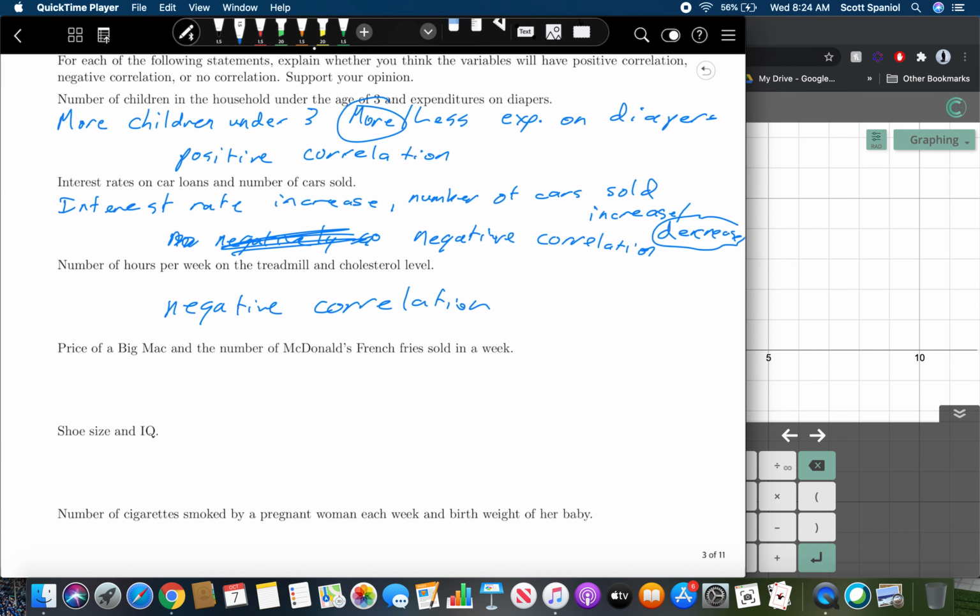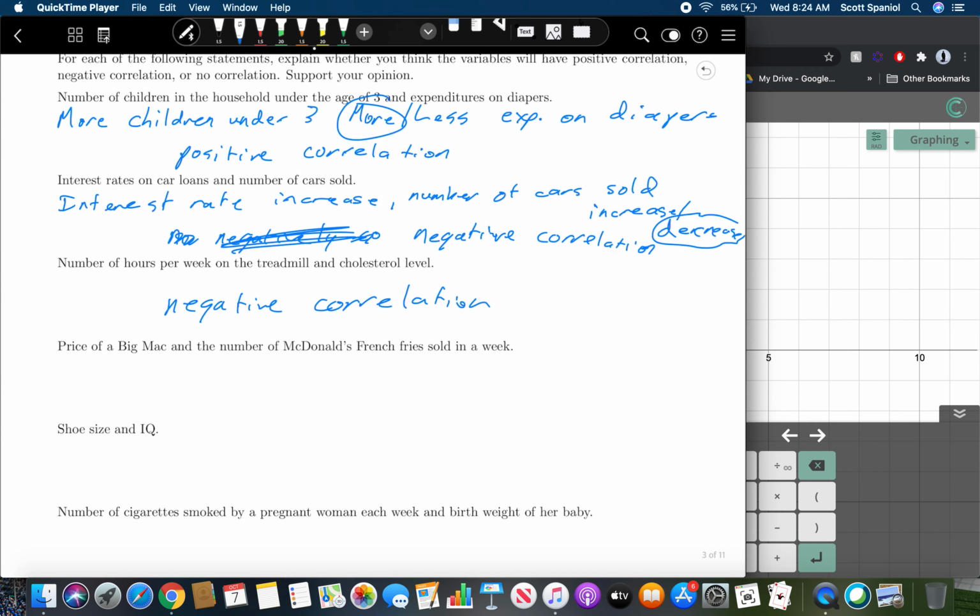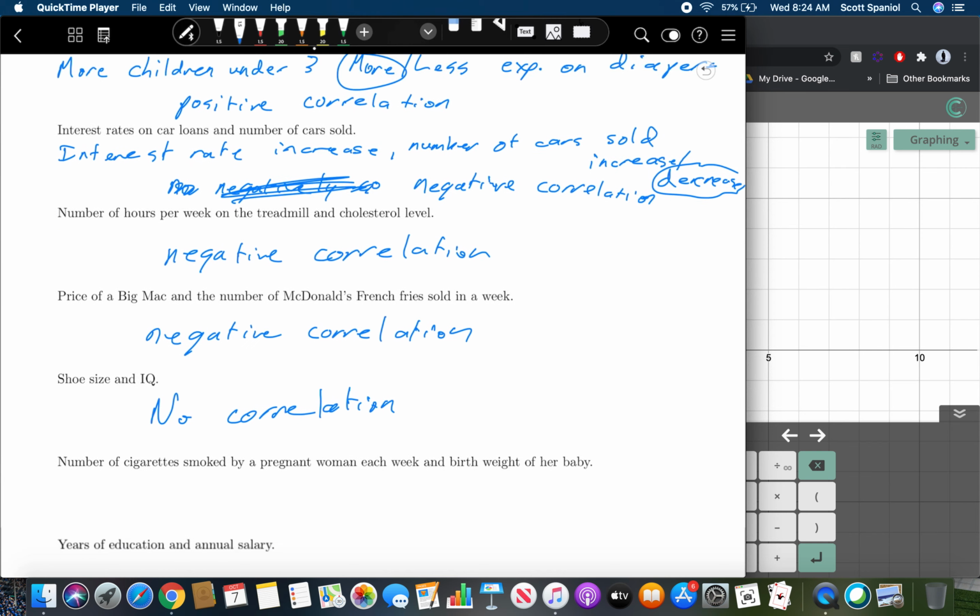Okay. Price of a Big Mac and the number of McDonald's French fries sold in a week. So if the price of a Big Mac goes up, are people going to buy fewer Big Macs? Probably. If people buy fewer Big Macs, are they also probably going to buy fewer French fries? Possibly. So I'd probably also call this one a negative correlation. And then shoe size and IQ would be no correlation because there's nothing about those that are related. Okay, so that's the idea behind this.